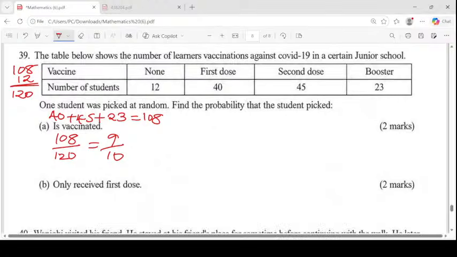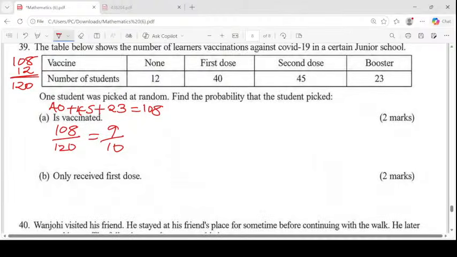Only received the first dose. The first dose, we have 40 learners who received it. So this is 40 over the total number of learners, which is 120. This simplifies even to a third.